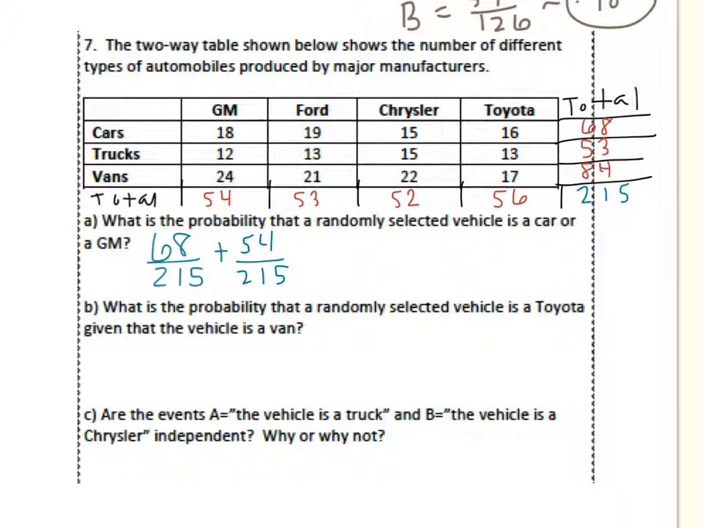Well, the next thing we need to take care of is we need to subtract. We need to take away the cars that were GMs because we already added them in the row that was in the cars. We have the column that's the GMs, so we need to take away that 18 out of 215. And so 68 plus 54 minus 18 is 104 out of 215, which is roughly 0.48.